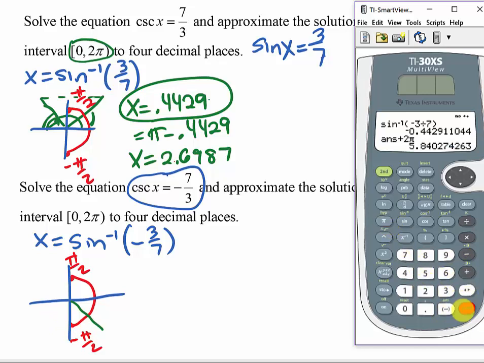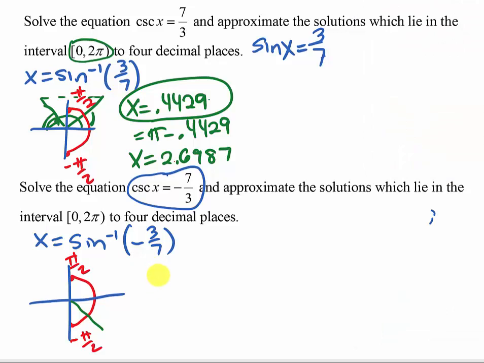And that gives me one of my solutions, which is x equals 5.8403. Now I ask myself, where else is there an angle that would have the same sine value and that was negative? The sine is negative also in quadrant 3, so it's going to be there in quadrant 3. Now I knew this angle's size is 0.4429, and so if I took pi and then I added to it this angle, I would have the angle I need between 0 and 2 pi for that second solution.